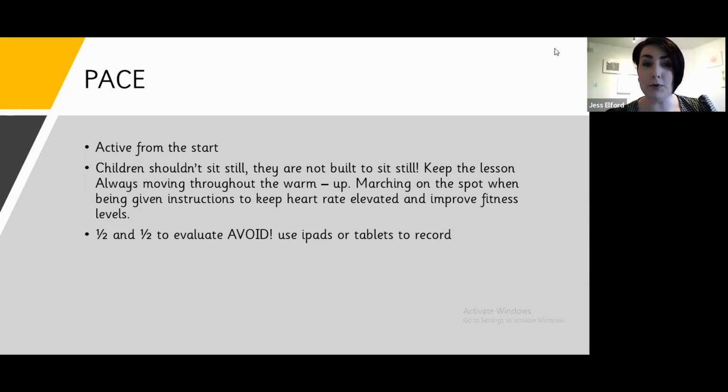Please, whatever you do, don't do half do and half evaluate, because what happens with that is that you have half the class that are watching, some of which are going to be switched off and don't really want to do that because they want to actually do the activity and want to perform. And the children that are performing, you may have some really nervous children with really low self-esteem, anxiety, worries, and you're asking them to do something in front of a large group of their peers. That is going to be really daunting for them.